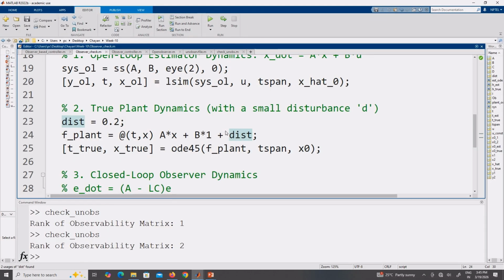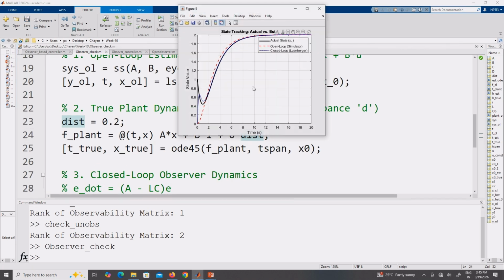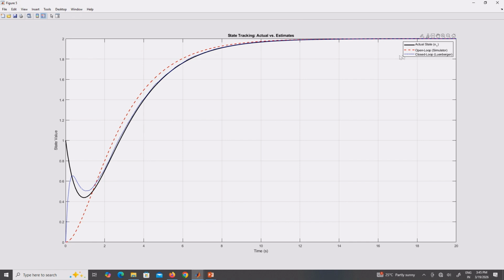Let me just put it 0 for the time being, and let me run the system, and you can see that when there is no disturbance in the actual plant, these are 3 plots. The red line is the open loop estimator, the blue line here is the closed loop estimator or the Luenberger observer, and the black line here is the actual state, and all of them converge, which we are anyways expecting, right, because now there is no disturbance.